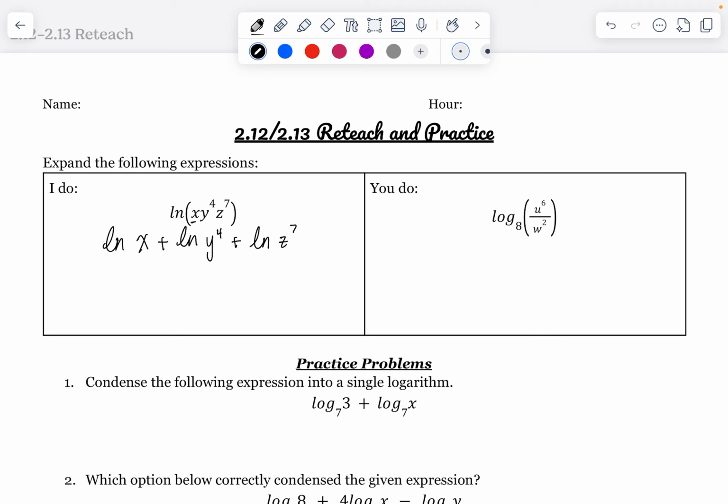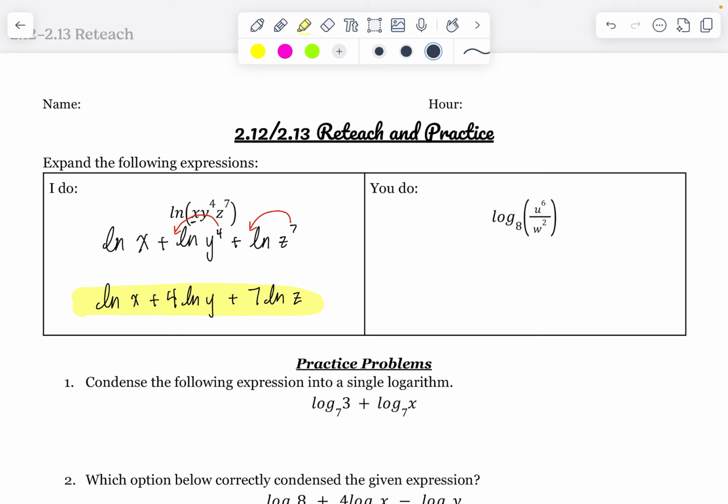I can expand this further because all of my exponents can move down as coefficients. So this 4 will come down in front, and this 7 will also come down in front. So expanded fully, it'll look like natural log of x plus 4 natural log of y plus 7 natural log of z. And that would end up being my final answer.